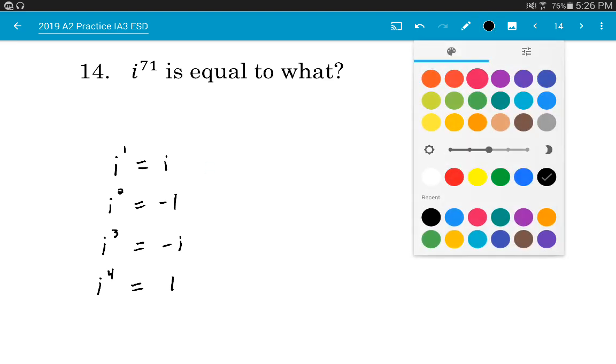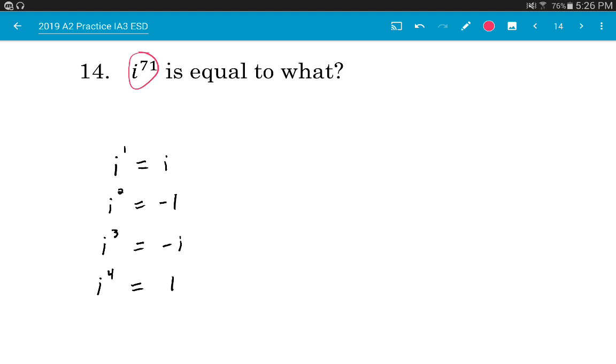So for me to get something like i to the 71st, what I want to do is this. I want to pick a multiple of 4 that's close, like so: 4, 8, 12, 16, and so on. So what's a multiple of 4 that is less than 71? Well, 68 is divisible by 4. So what that means is that i to the 68th would be right here on the 4.